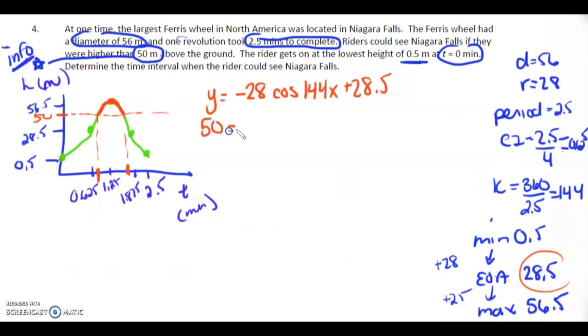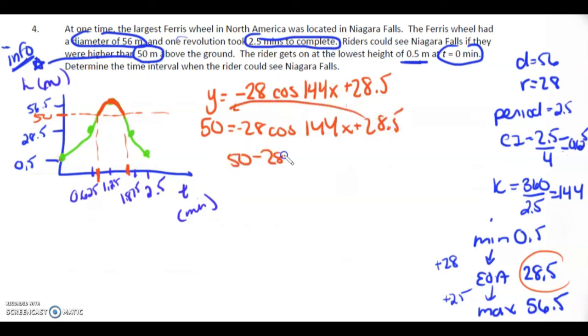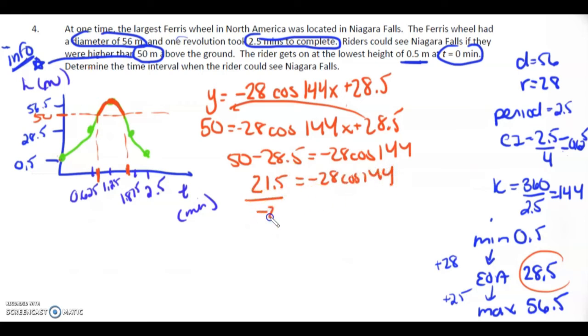So if we put in 50 equals negative 28 cos 144x plus 28.5, I'm going to rearrange this. So 50 minus 28.5 equals negative 28 cos 144x. So we get 21.5 equals negative 28 cos 144x. Okay, divide by negative 28 on both sides. So I have negative 0.7678. Oh, sorry. There's supposed to be an x there. My mistake. Equals cos 144x.